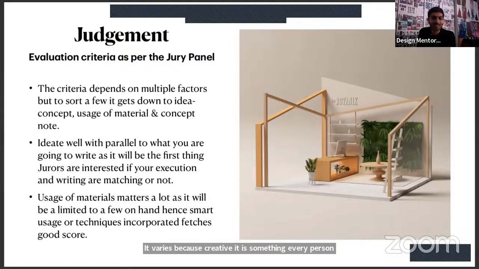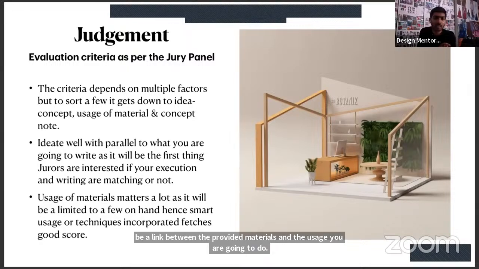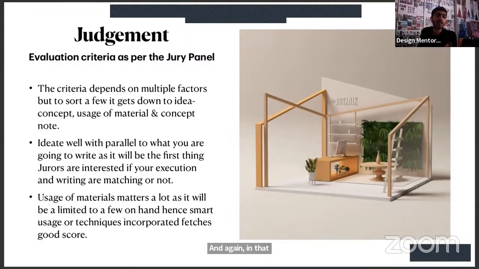Fine, but there should be a link between the provided materials and the usage you are going to do. And again, in that case, the most important thing you will have to consider is the material handling technique. Because however good you are with developing the idea or the concept, if you are not able to handle the material well, this is not something like a drawing that you do and come home and they will check your work.